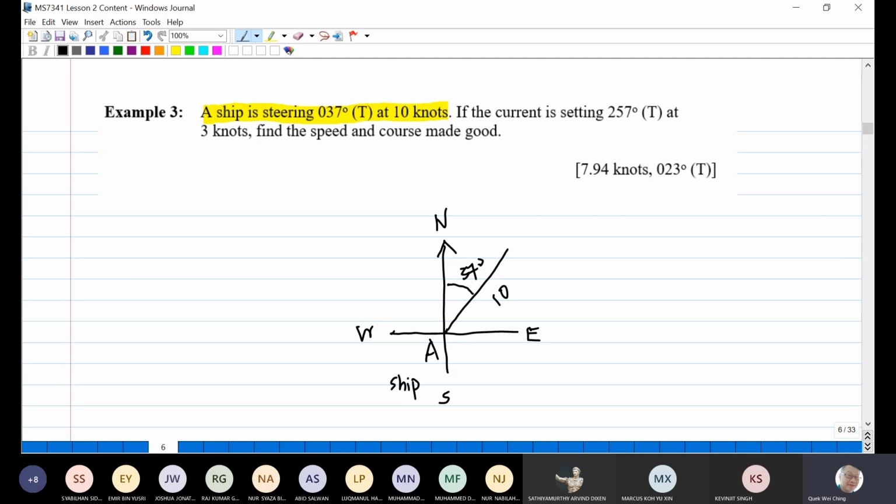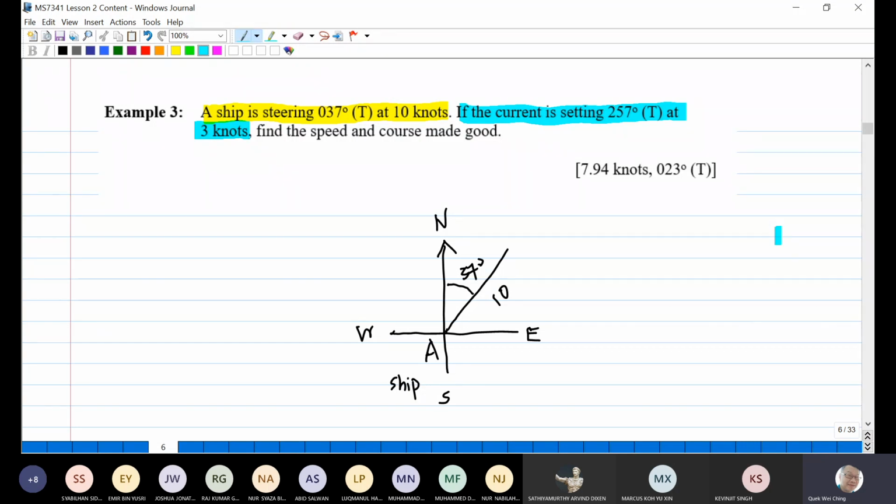And then the current is setting at 257 degrees. So there is the current of the sea, setting at 257 degrees at 3 knots. So how do we find this situation? The ship, as it moves around, has 10 knots. Now I look at the current. How do I draw the current here?